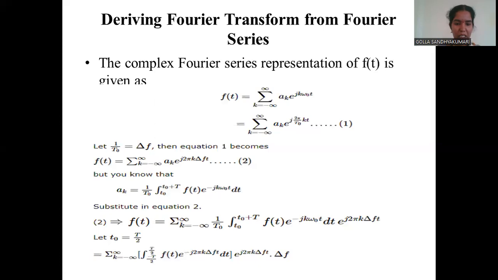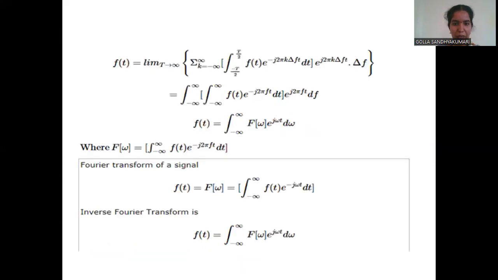By substituting this a_k, the coefficient value, in the above equation 2, you can get the final equation as f(t) = integration minus infinity to infinity F(omega) e^(j omega t) d omega, where F(omega) is your Fourier transform parameter. F(omega) = integration minus infinity to infinity f(t) e^(-j omega t) dt, or e^(-j 2 pi f t) dt.